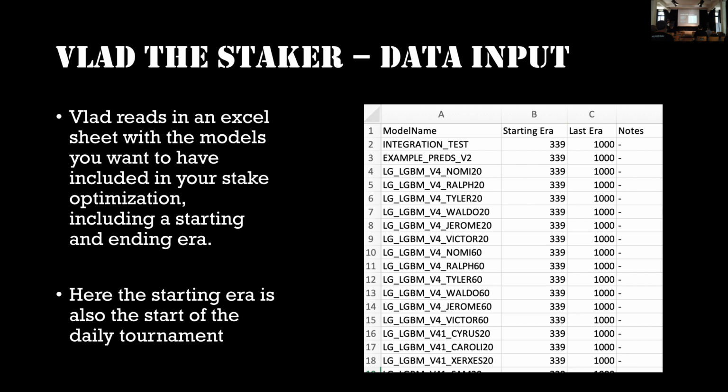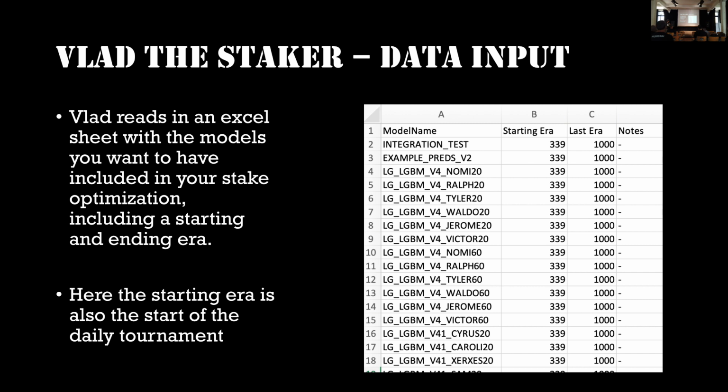So, first thing, input. For my day job I've been working with historians and all sorts of people, so you learn that providing a CSV is already sort of complex for some people, so I wanted to make the entry barrier quite low. So what you have to provide is just an Excel sheet with model name, starting era, last era, and, if you want, some notes.